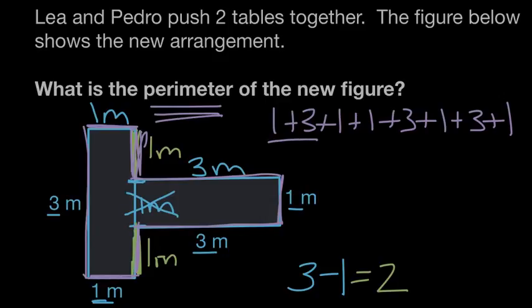1 plus 3 is 4, plus 1 more is 5, plus 1 more is 6, 6 plus 3 is 9, 9 plus 1 is 10, 10 plus 3 is 13, and 13 plus 1 more is 14. So the perimeter of the new figure of this new table arrangement is 14 meters.